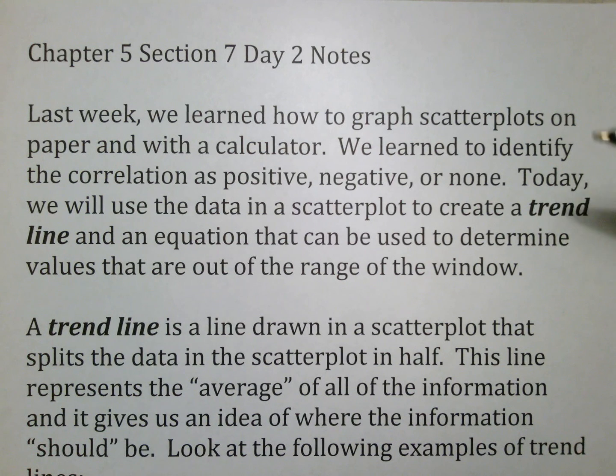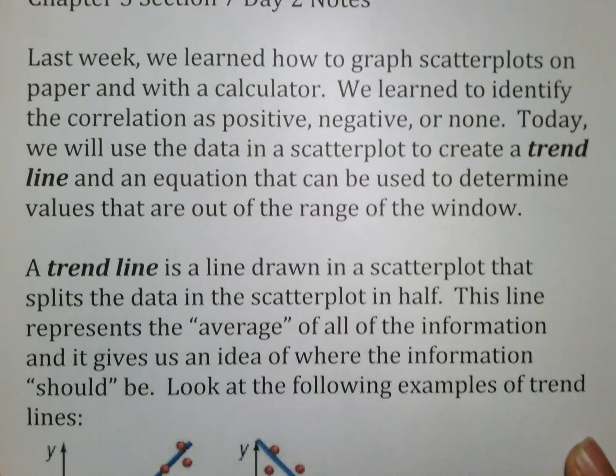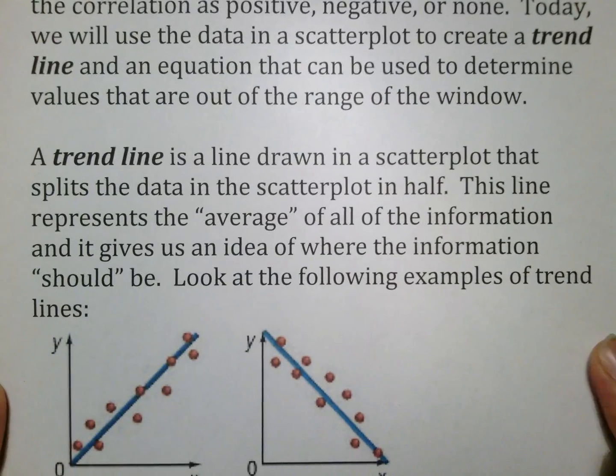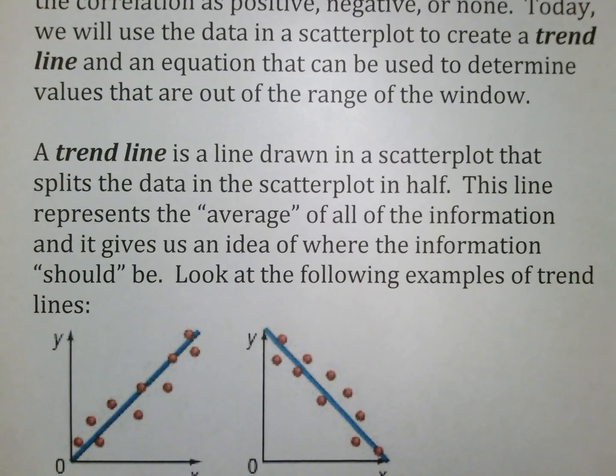Today we're going to use this data in the scatter plot to create what we call a trend line, and an equation that can be used to determine values that are out of the range of the window. A trend line itself is a line drawn in a scatter plot that splits the data in half. This line represents what we would call the average of all the information, and it gives us an idea of where all the information should be.